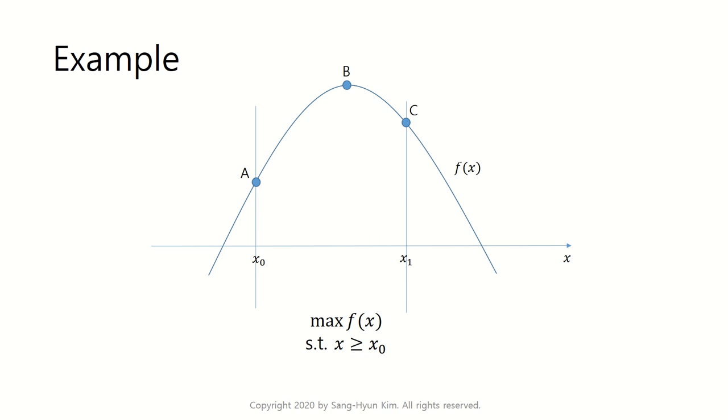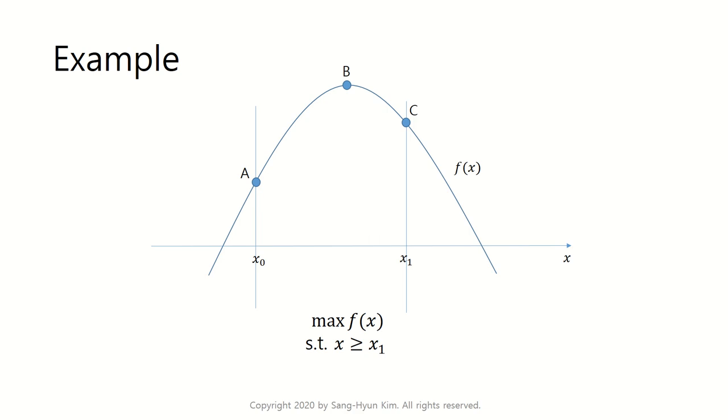So solution is B. But what about this question? Now the constraint is different. X is greater than or equal to x1. With this constraint, is B still the maximum point? The answer is no. The maximum is C, because B is outside of the constraint set. We cannot choose B. The constraint doesn't allow it.